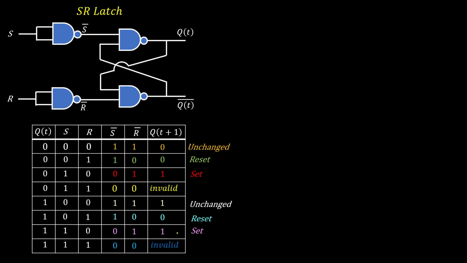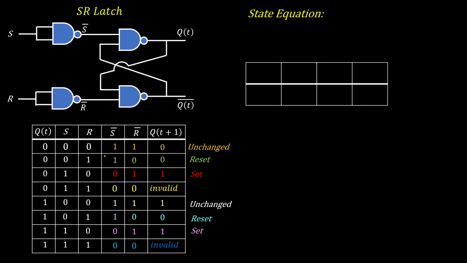Now let's make the excitation table for SR latch. Not the excitation table, we'll make the excitation equation, or in fact, the state equation for SR latch. For that purpose, we will use a 3 input K map. Inputs are present state, S and R. So this is the Karnaugh map for 3 variables, QT bar and QT, and S bar R bar, S bar R, SR and SR bar.